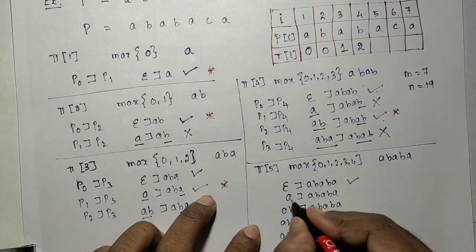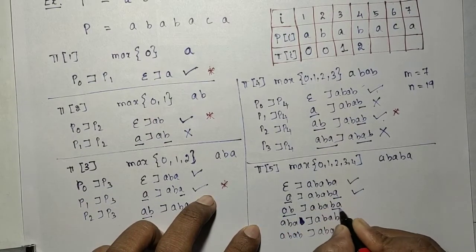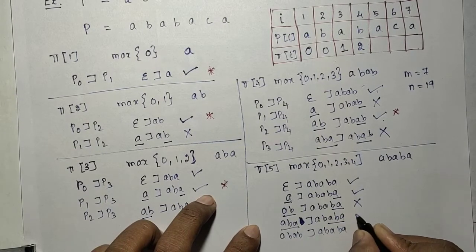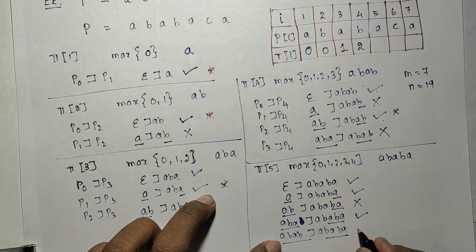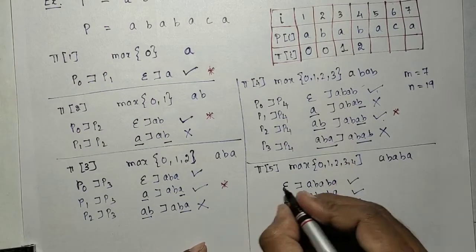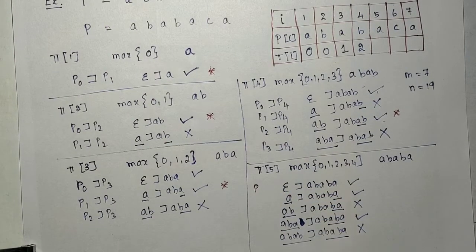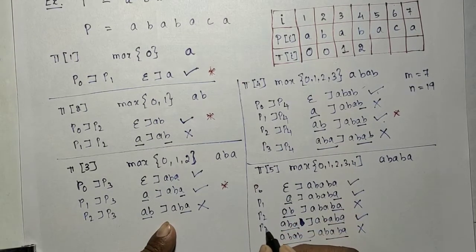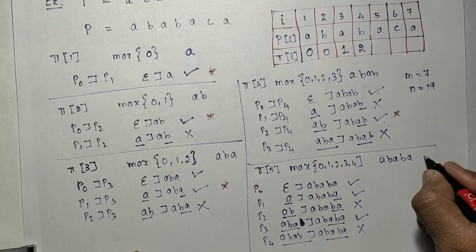Epsilon, it is true. Last character, it is also true. Last two characters, it is false. Last three characters, ABA, true. Okay, last four characters is not ABAB, so it is not. So this is 0, P0. What we have considered is P0, P1, P2, P3 and P4. So here this is that P5.